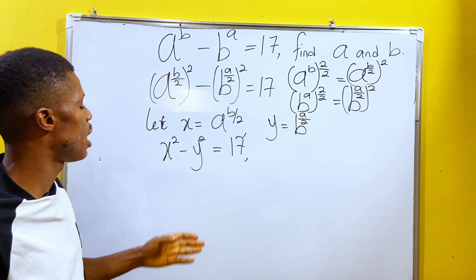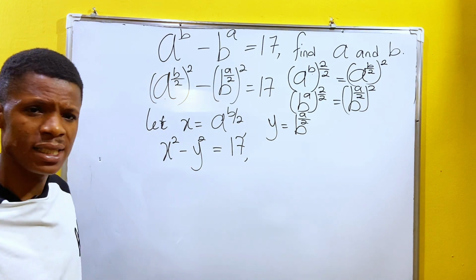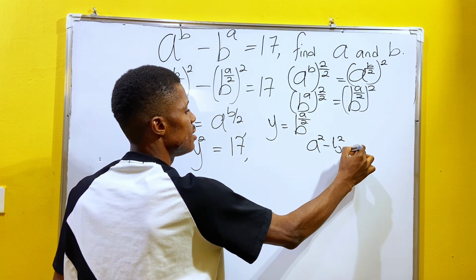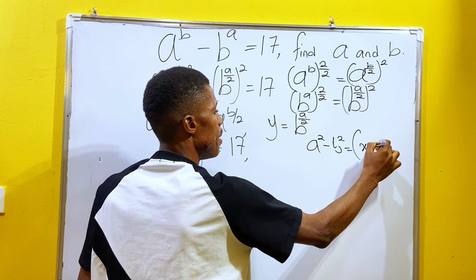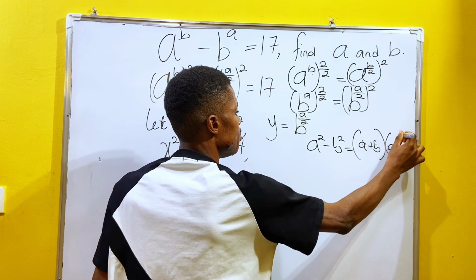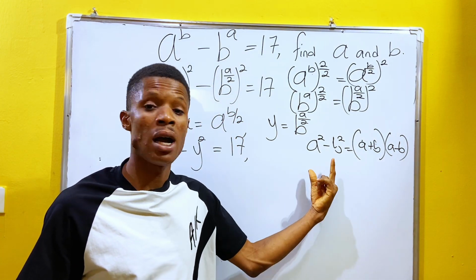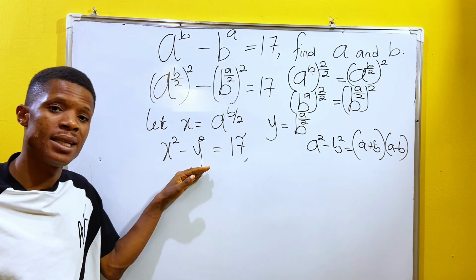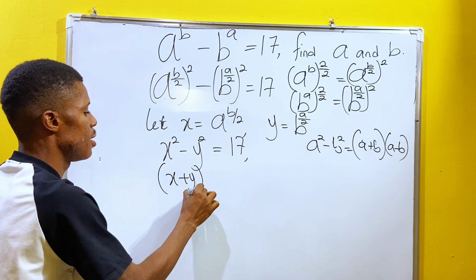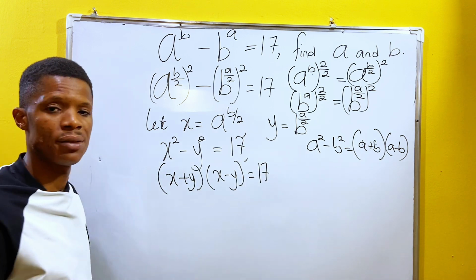At this point, the next thing you have to look at is that this is clearly a difference of two squares. You know that in a difference of two squares, whenever you have a squared minus b squared, it is the same thing as a plus b into a minus b. That's typical theory of difference between two squares. If you expand this, you have this back. So we are going to apply it here in the sense that we have x plus y into x minus y is now equal to 17.